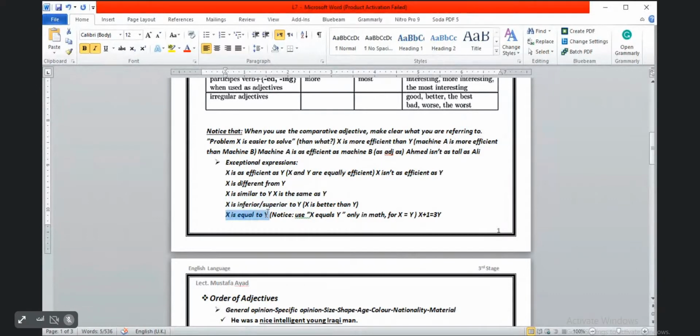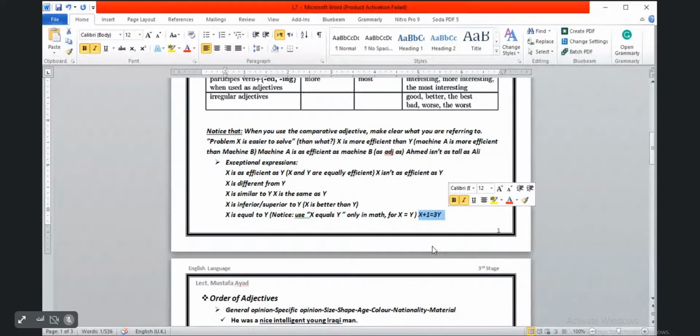X is equal to Y. يعني X و Y متشابهات أو متساويات. But in mathematics we say X equals Y. يعني X is like this equation, مثل هاي المعادلة. X plus Y equals 3Y. هاي معادلة. X زائد 1 يساوي 3Y.